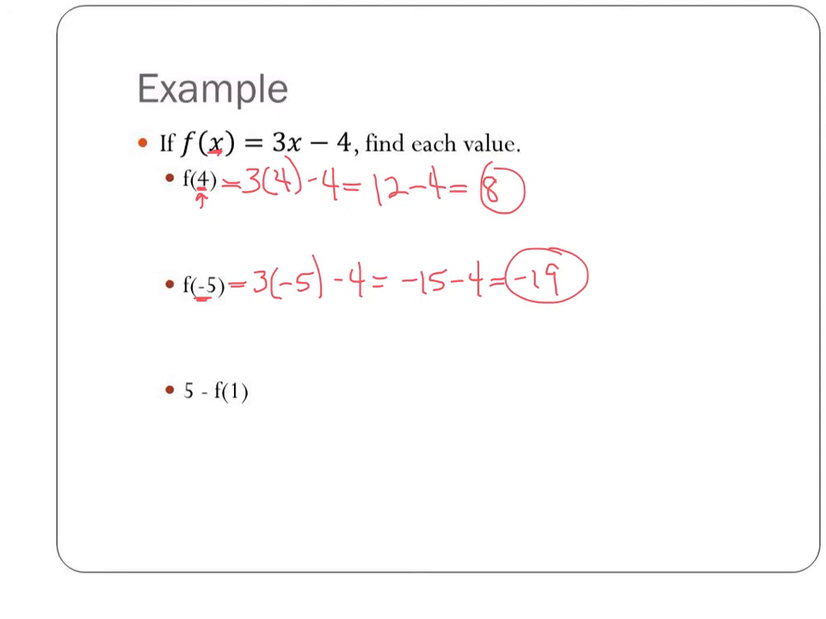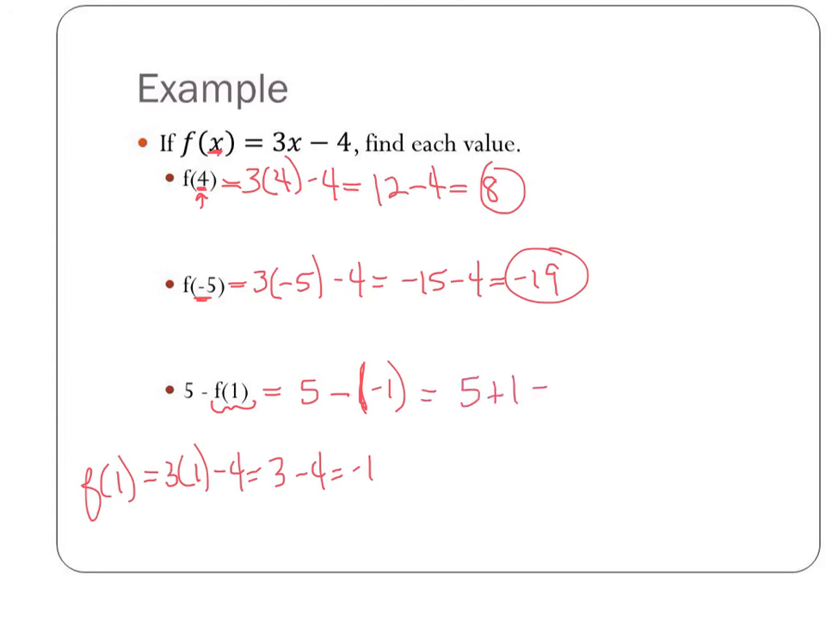This last one is a little bit trickier. 5 minus f of 1. Well, f of 1 is going to be a number, and you probably should find that first. f of 1 is going to be 3 times 1 minus 4. 3 minus 4 is negative 1. We're going to be really careful here with our negatives, so we're going to put that one in parentheses because it is minus f of 1. Which is 5 plus 1, which is 6.